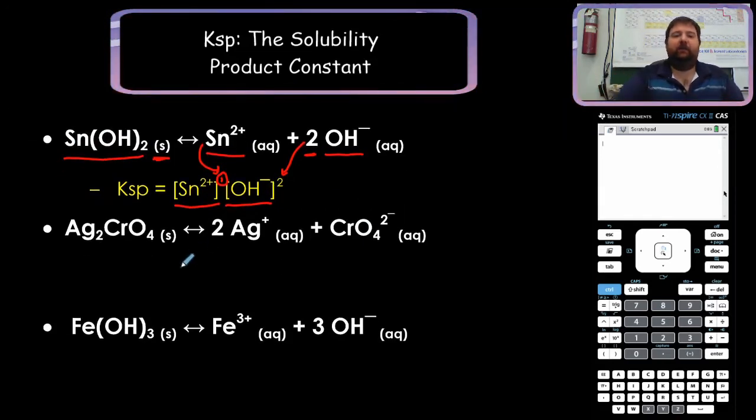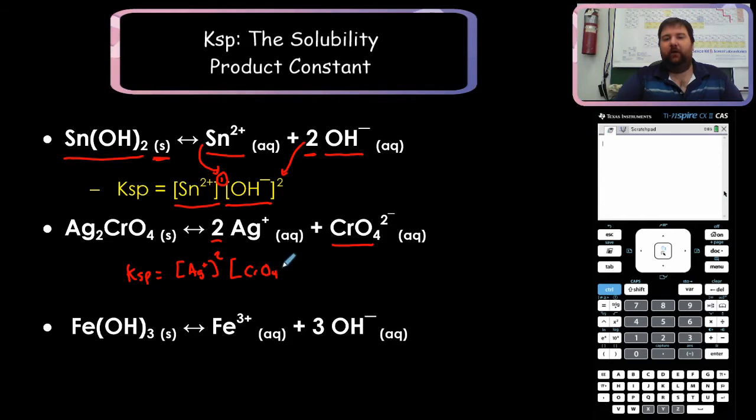So let's quickly try these ones out. Our Ksp for this one is going to be equal to the concentration of our Ag+, to the power of 2, multiplied by our concentration of this. So this is CrO4 2-, and what power does it have? There's a 1 there, right? So we could write the 1. Is it necessary to write 1s? No. So I'm just going to go ahead and erase that. I just wanted to show you it's there, but we don't have to write it.